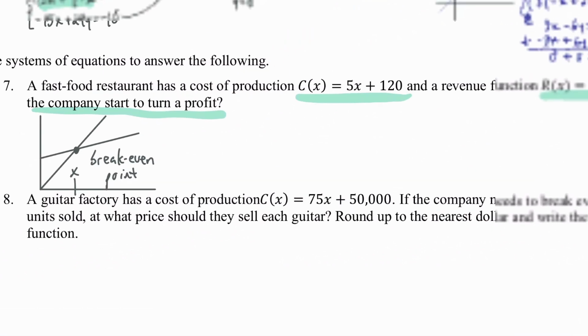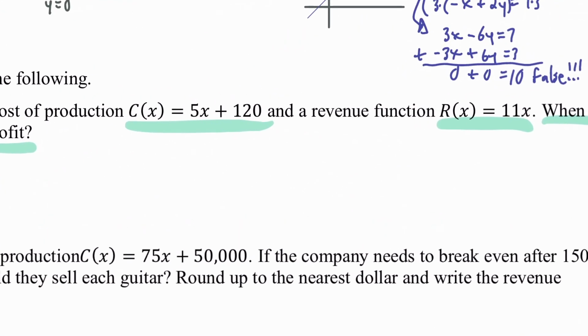So how do we do that? Well, basically, I want to say, oh, well, the revenue and the cost are going to be equal, right? So I can just say that y, the dollar amount for my cost, is 5x plus 120.